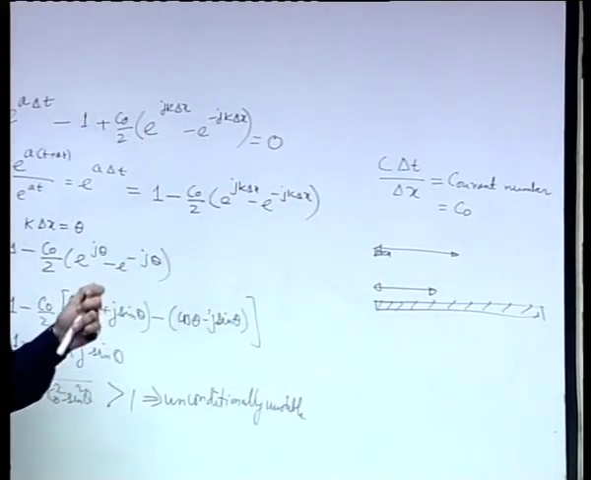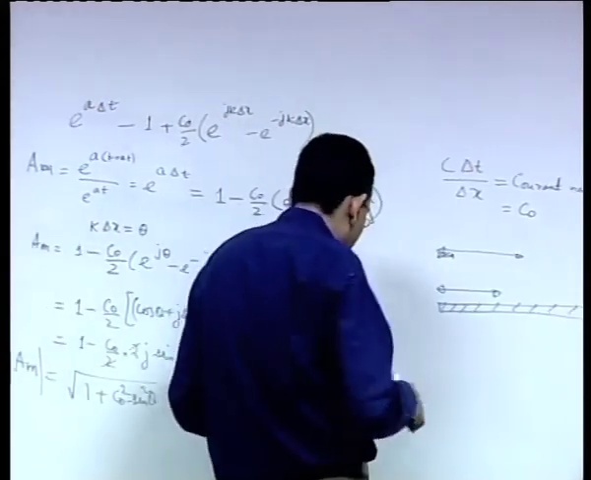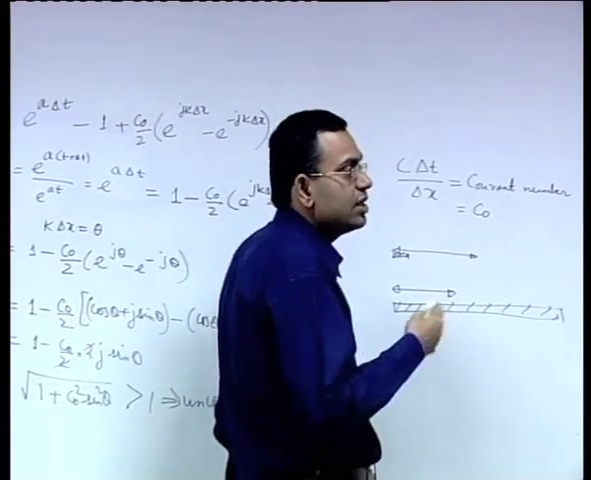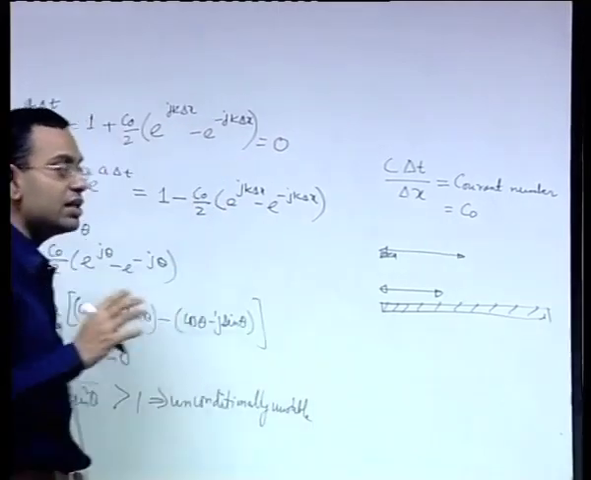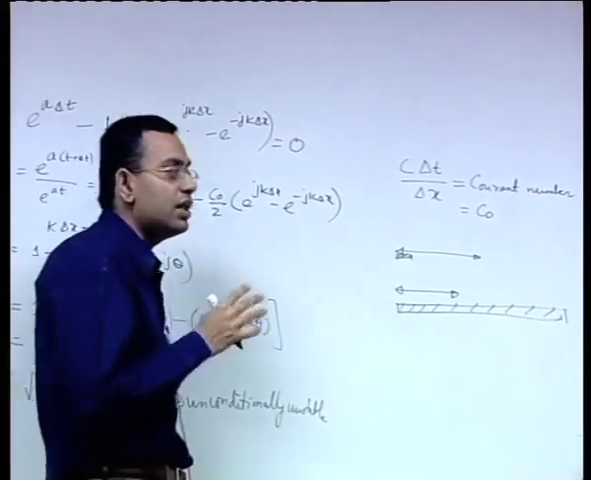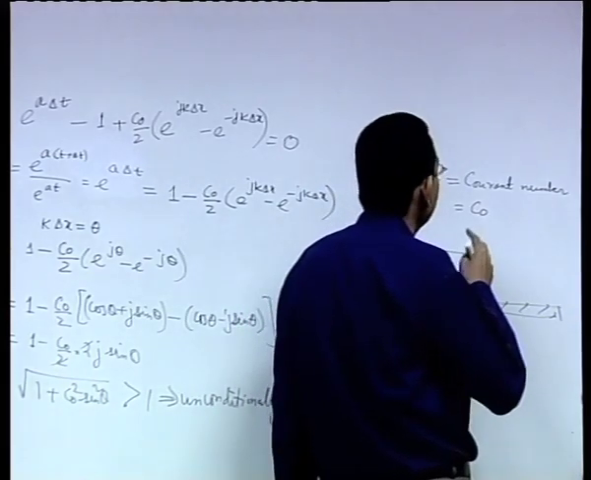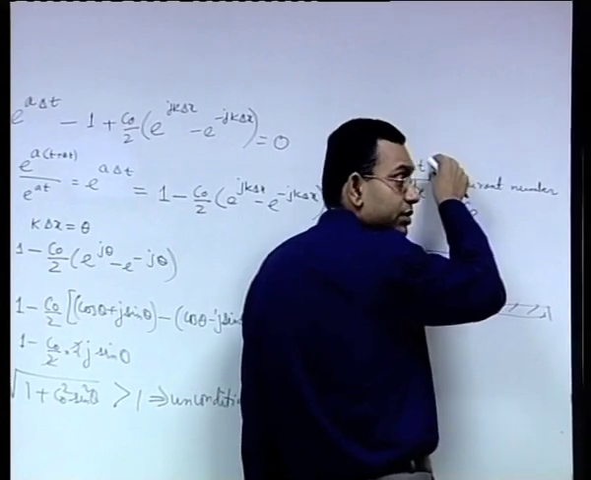What is the consequence of a small delta x and what is the consequence of a large delta x? Here we have seen that for this particular scheme it does not matter whether delta x is small or large, this scheme is unconditionally unstable. But there are certain schemes which will have some conditions for stability, and from those schemes we will try to conclude what kind of delta x is preferred in comparison to delta t.